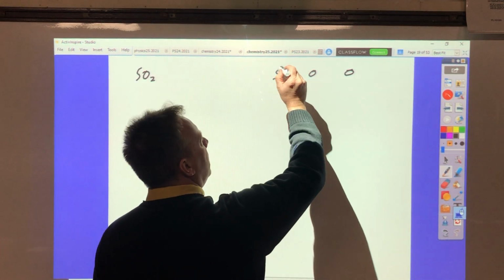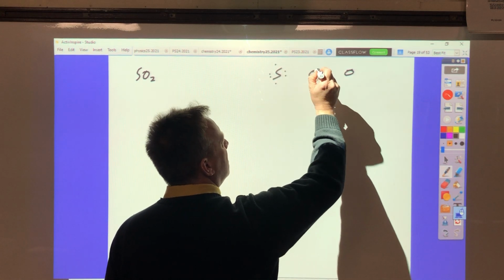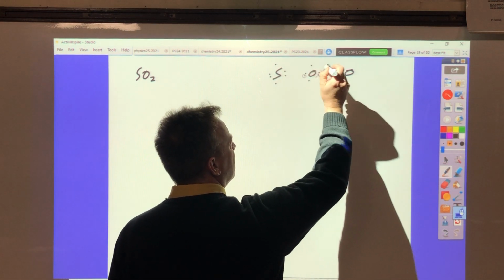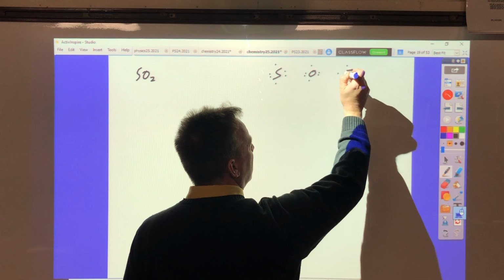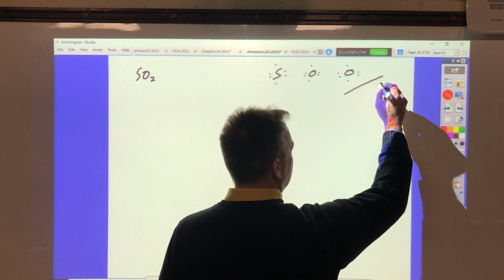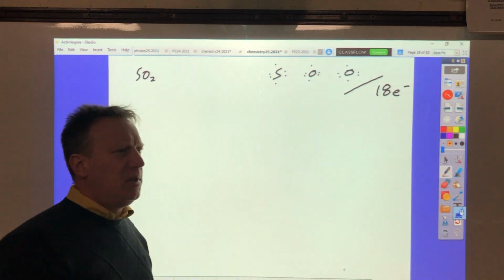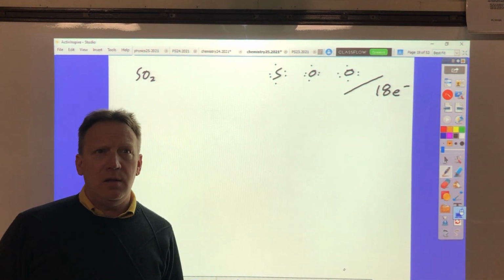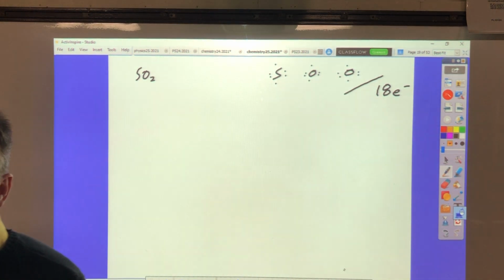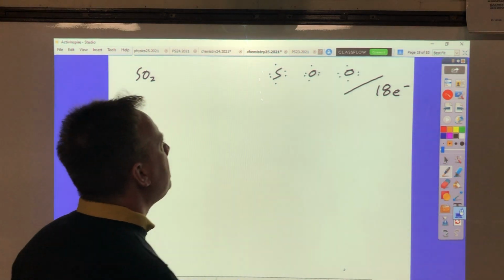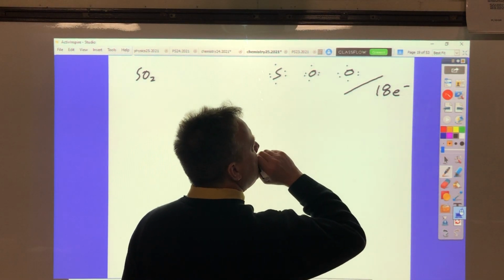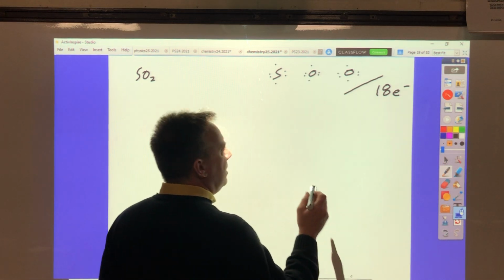So 1, 2, 3, 4, 5, 6, for each atom. Total is 18 electrons. Now this is sulfur dioxide, which is a gas. There is a sulfite ion. No, never mind, I was thinking about something else. Okay, so we want our answer to be 18.